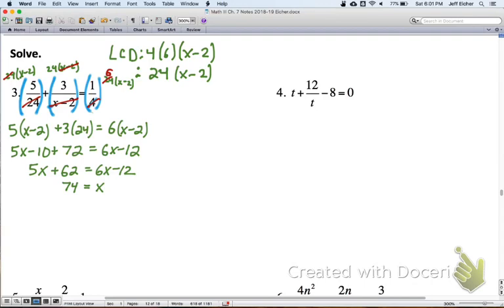Is 74 extraneous? Well, when I plug 74 into my denominators, I really only have one that I have to check right here. 74 minus 2 is not 0. So 74 is a good answer. If you don't believe that it's the correct answer, you can plug it in. So you get 5 over 24 plus 3 over 74 minus 2. Does that equal 1/4? And then I use my calculator and it does check. So we get an answer of x equals 74.